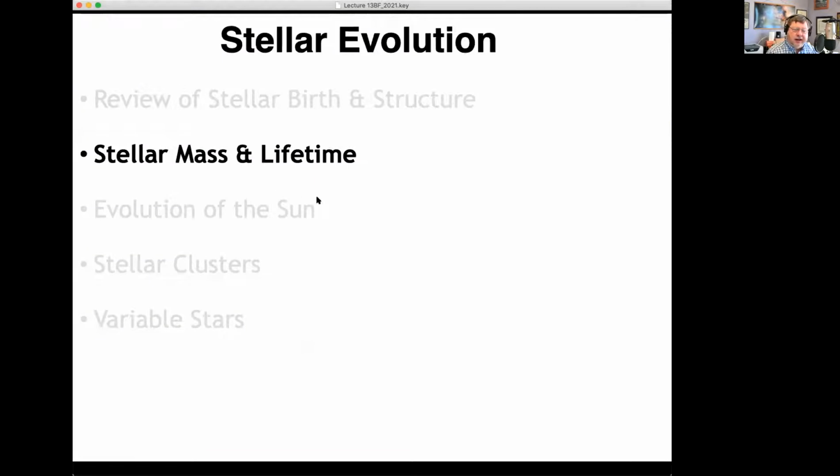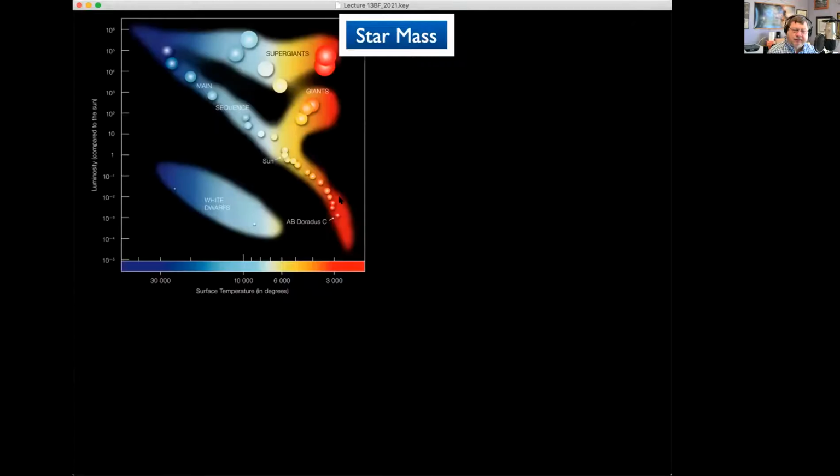Okay, that's the review. Now let's talk about stellar mass and lifetime. So here is the main sequence again. Here are all the regions. The main sequence is 90% of the stars we observe. We have the giants and the supergiants we'll be talking about in a bit. These are stars that are on their way towards death, okay? If you're a giant or a supergiant, you don't have much longer to live.